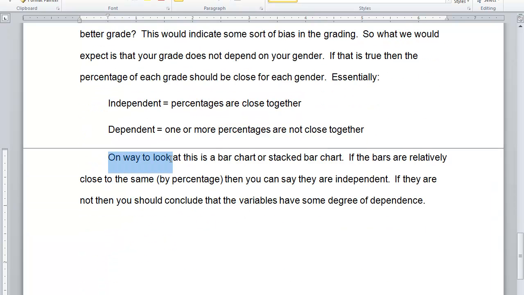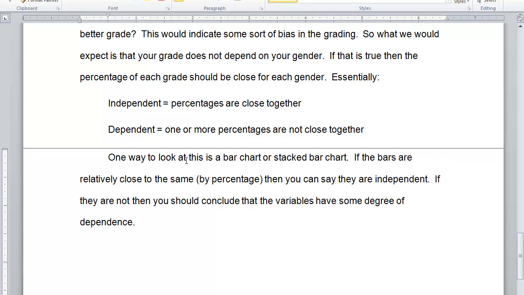And so one way to look at this is a bar chart or stacked bar chart. This is the way they do it in our book. If the bars are relatively close to the same by percentage, not by relative counts, then you can say they are independent. If they are not, then you should conclude that the variables have some degree of dependence. Okay? If the percentages are not close together, you should conclude that the variables have some degree of dependence. Okay? I'm not saying how much or anything like that.